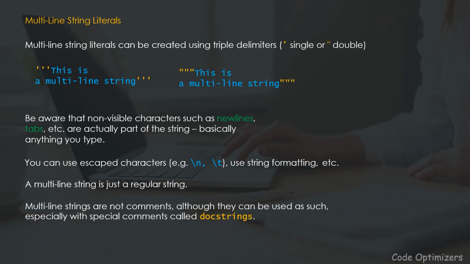Multi-line strings are not the same thing as comments. They can be used as a comment, and we call them docstrings. But strings and comments are not the same thing. When Python compiles our code, those strings will be part of our code. They will be compiled and put into our compiled bytecode. However, comments are tossed out, strings are not. So they are different things, not the same.